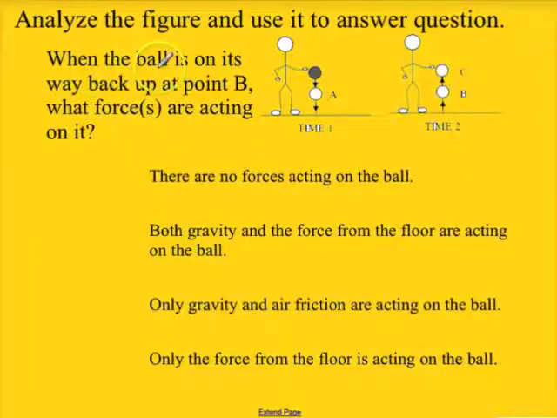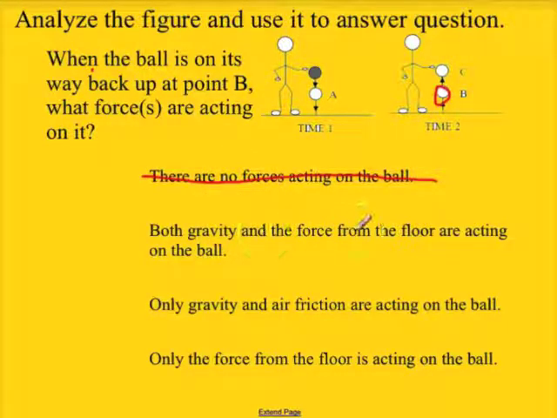So when the ball is on its way back up at point B, what forces are acting on it? Okay, so the ball got dribbled down and now it's coming back up. So it's at point B. So let's go through the options. There are no forces acting on the ball. Okay, no forces. I'm going to get rid of that right away because I know there's going to be forces on it, at least here on Earth.